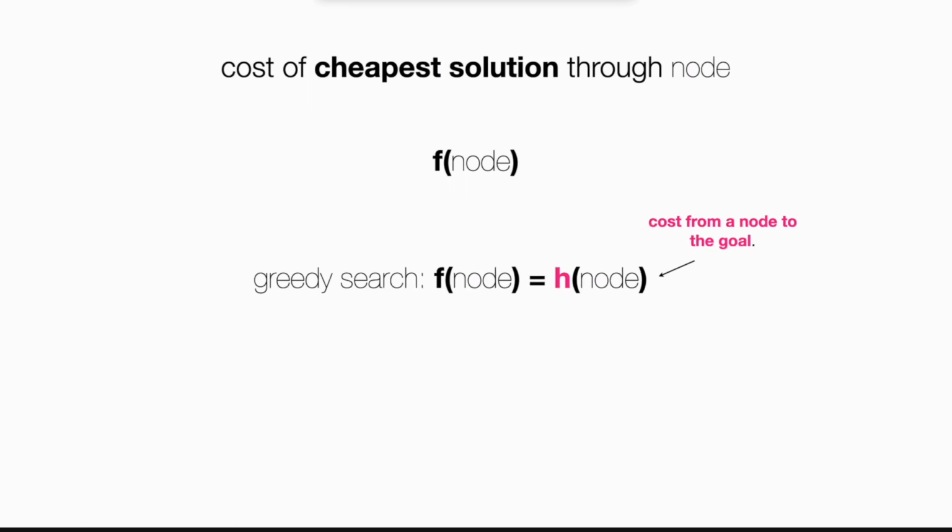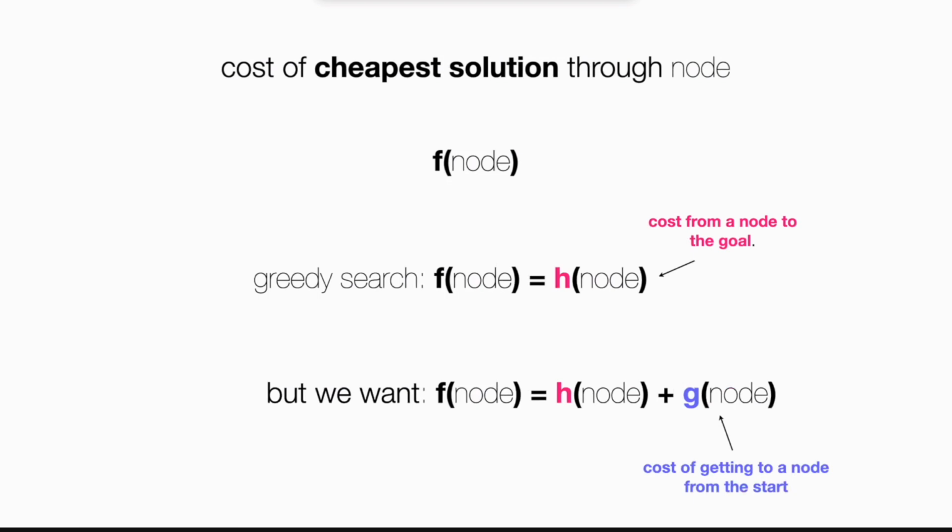Now, greedy search just had F equals H. So greedy search only looked at the cost from the node to the goal. But we want to do this. We want to consider the cost of getting to the node and the cost of getting to the goal from that node. So we want our F function to be a sum between H, which is the heuristic, and G, which is the cost of getting to that node in the first place.